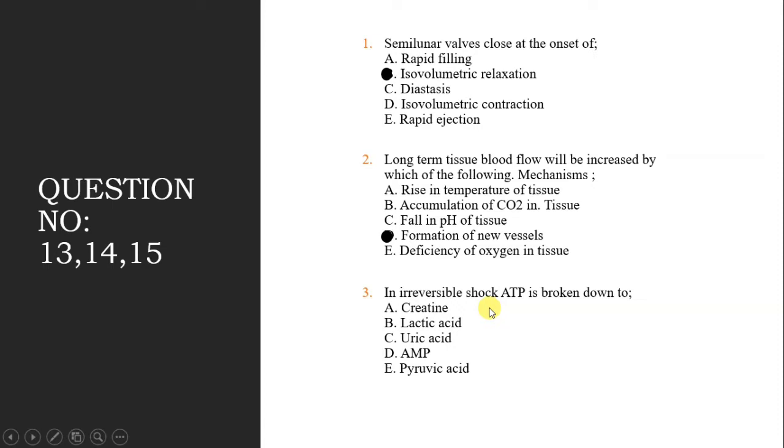So in irreversible shock, ATP is broken down into creatinine, lactic acid, uric acid, AMP, or pyruvic acid. When there is an irreversible shock, ATP is broken down into lactic acid. Then there is an accumulation of lactic acid in the body, because the body is not able to satisfy the oxygen demand due to the fall in the blood pressure.